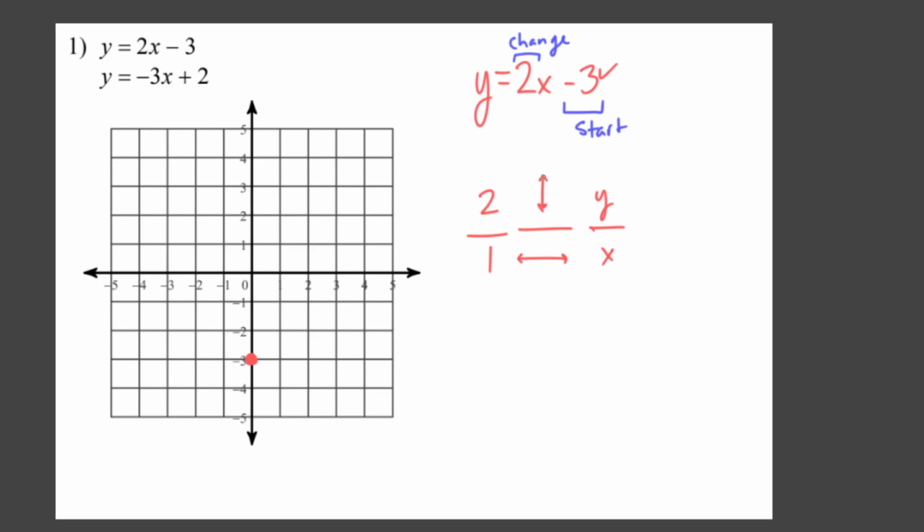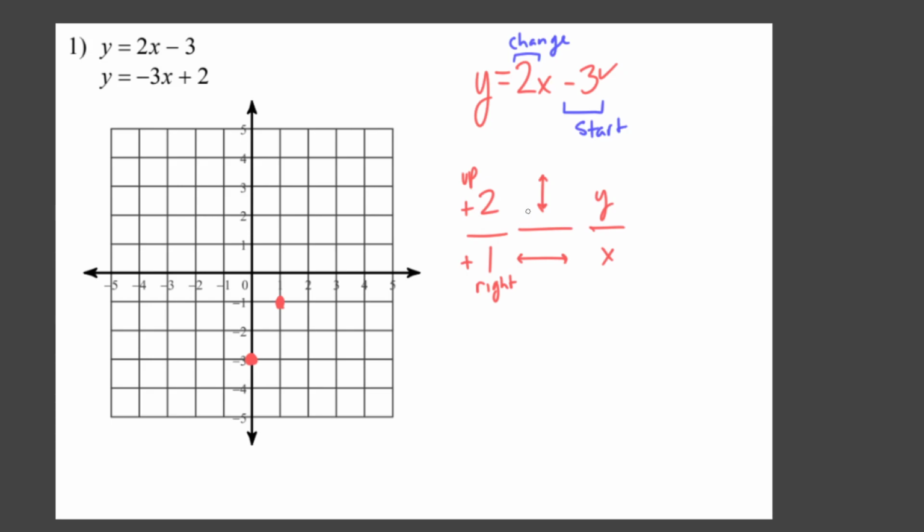So I'm changing my y value by 2 and my x value by 1. Because these are both positive numbers, I'm going up by 2 and to the right by 1. I come over to my graph and go back to my starting point. I go up by 2 and to the right by 1, and there's my first point.